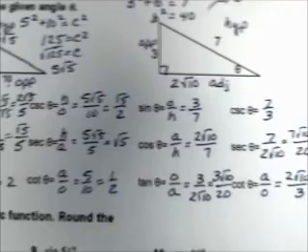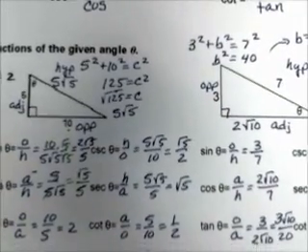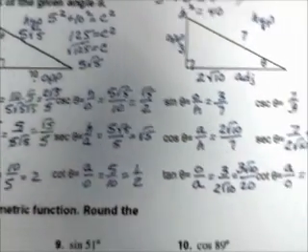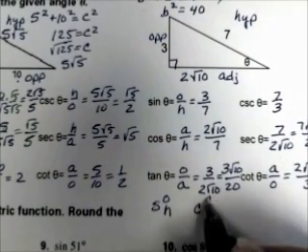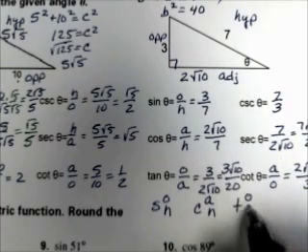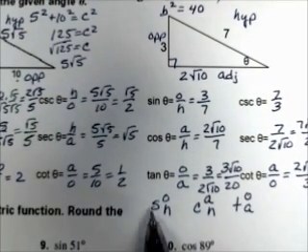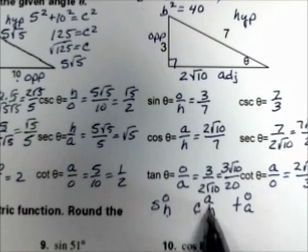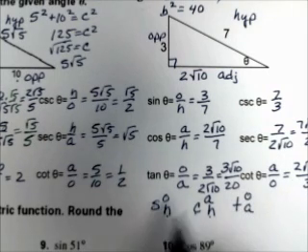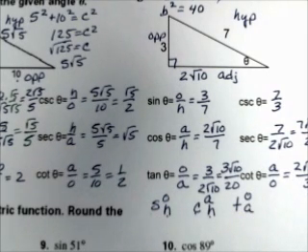Okay, so SOHCAHTOA, right? Have to remember that. SOHCAHTOA. Sine is opposite over hypotenuse. Cosine, adjacent over hypotenuse. Tangent, opposite over adjacent. And then they're reciprocals. Cosecant is the reciprocal of sine, secant, the reciprocal of cosine, and cotangent, the reciprocal of tangent.